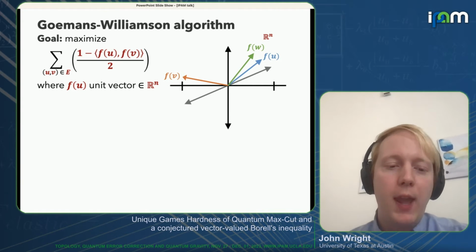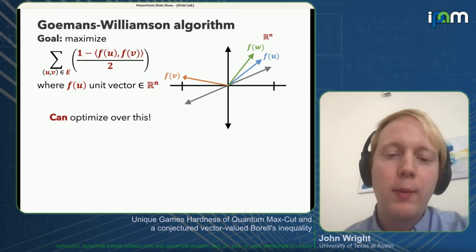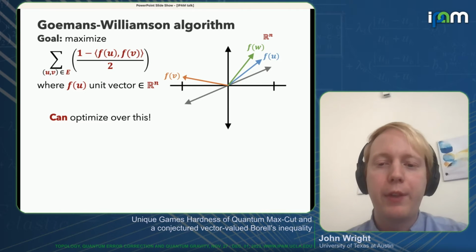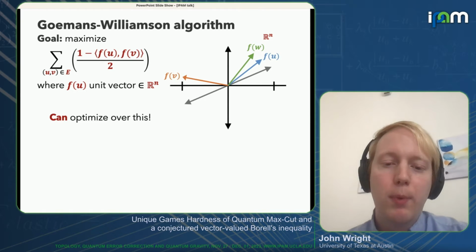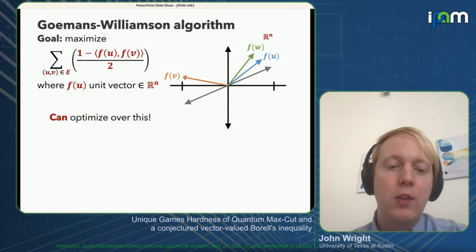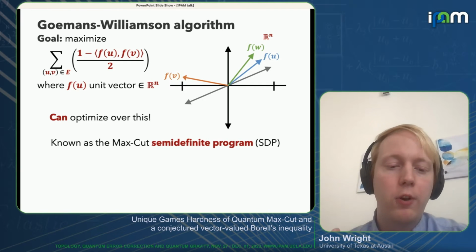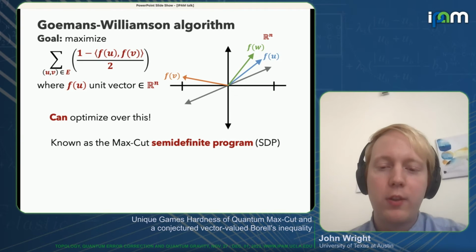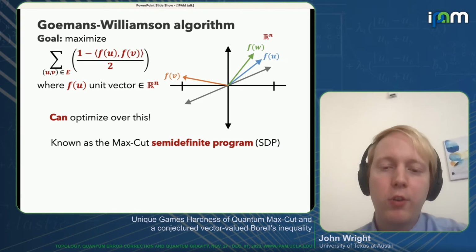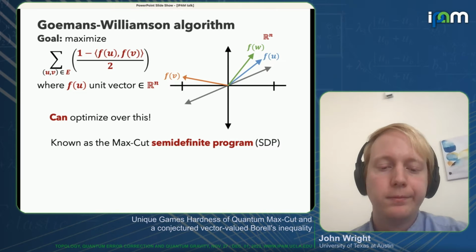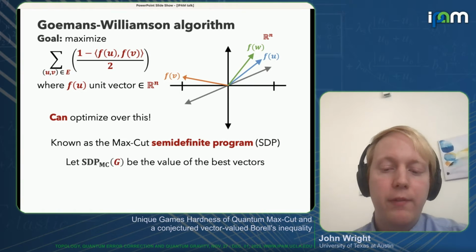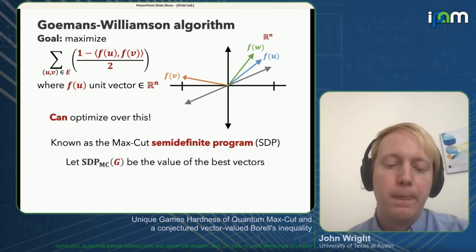Turns out, though, that you can optimize over these vector assignments. It no longer really solves the original max cut problem. It's kind of like a higher dimensional version of it. But we can optimize over this efficiently. And the thing that finds the best vector assignment to all the vertices is known as a maximum cut semidefinite program, or SDP. So this is the level 1 SDP. It just finds these vectors.